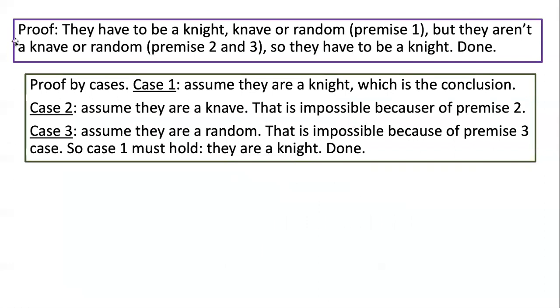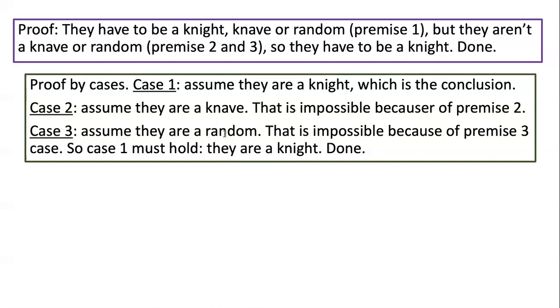Here's the way you might have done it where you're actually using proof by cases. But this is very similar to the first method, but it's using proof by cases. What you do is you say, case 1, let's assume they're a knight because that's the first disjunct. Well, of course, the conclusion follows in that case because that is the conclusion. So let's go to case 2. Assume they're a knave. Well, we know case 2 is impossible because premise 2 says they're not a knave. So in a sense, we're like crossing out that case. We're ruling that case as an impossibility.